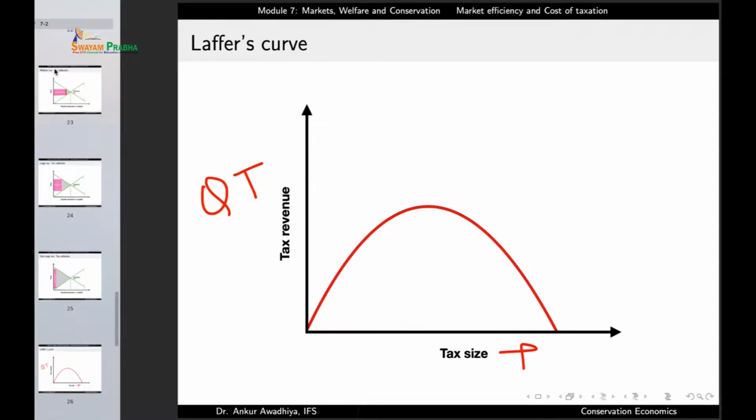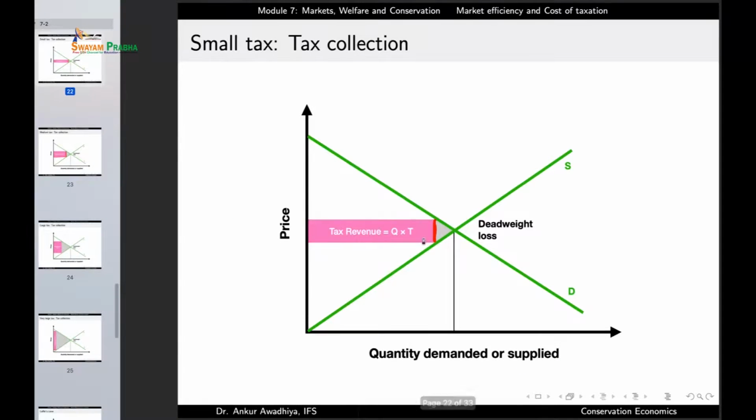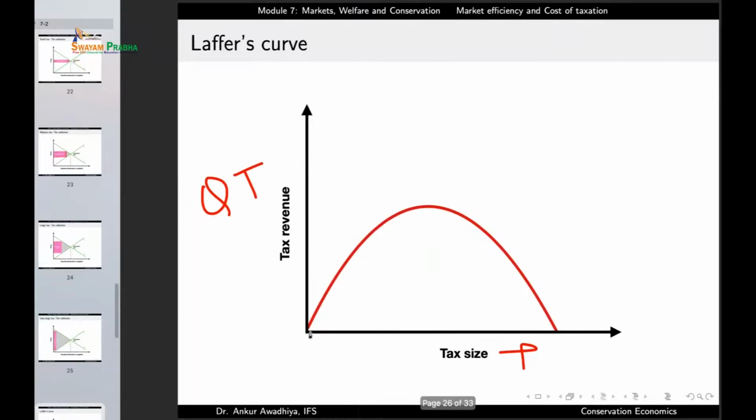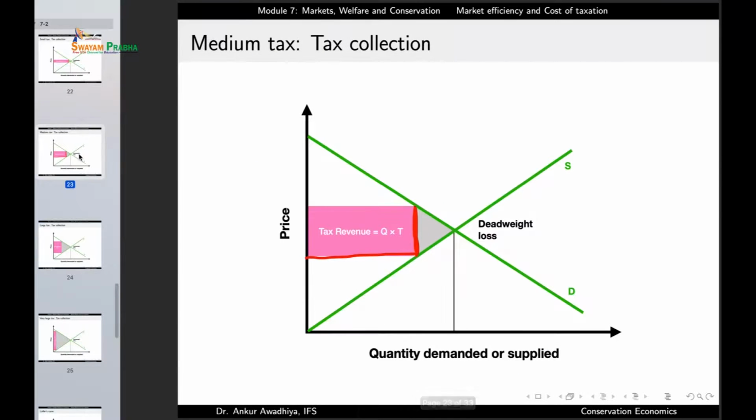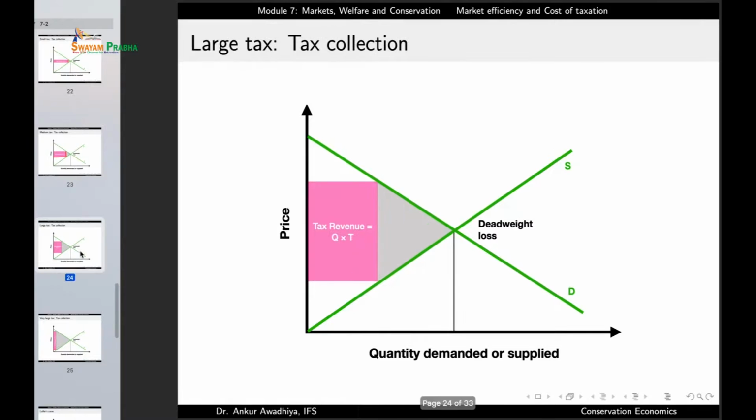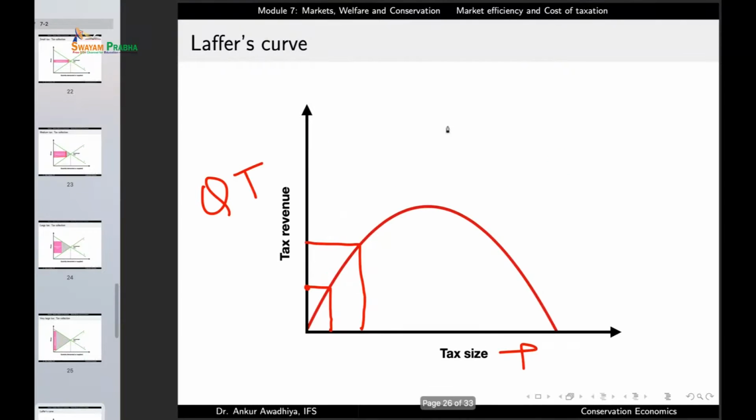What we were observing here is that in the case of a very small t, we were having a smaller value of the tax revenue. At a smaller value of t, at say this value of t, the value of the tax revenue is this much. But when you increase the size of t, then the tax revenue is higher. So with increasing t, the q into t increases. Then it reaches a maximum. So we will have a maxima at this point.